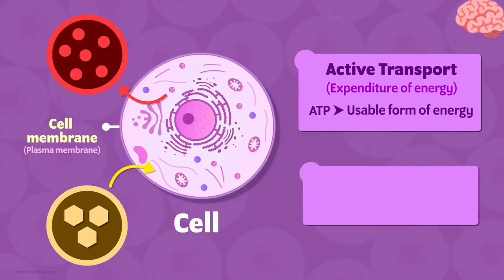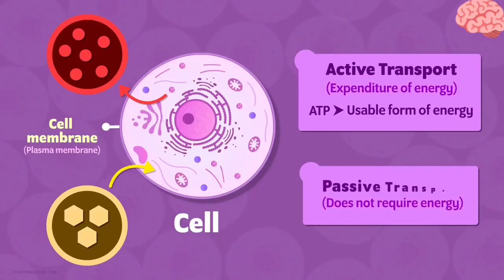On the other hand, diffusion does not require energy. Hence, it is a type of passive transport. So, movement of molecules without spending energy, as in the case of diffusion, is passive transport. Similarly, movement of molecules across the membrane with the expense of energy is active transport.